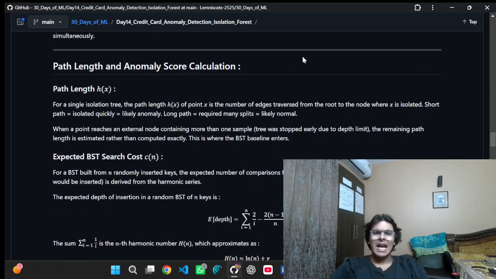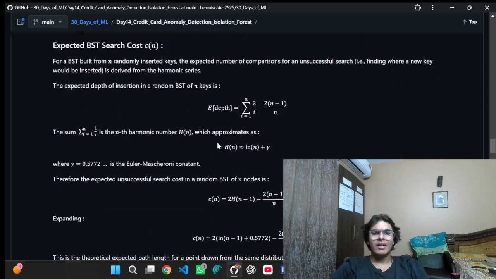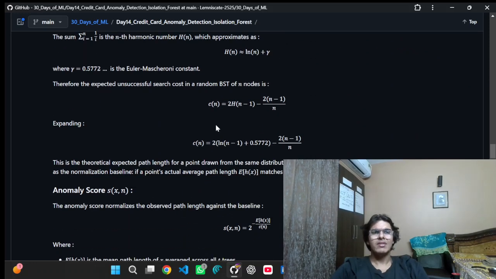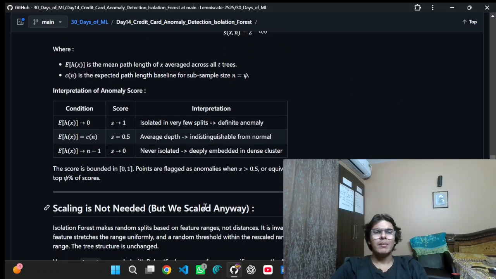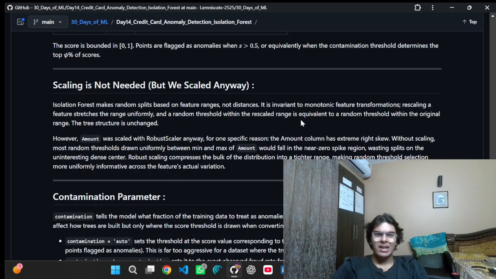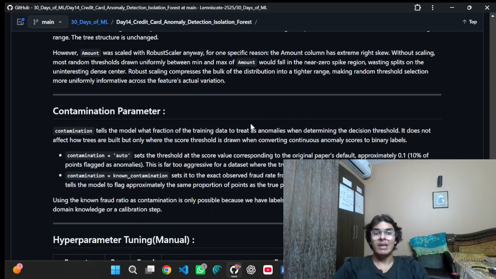Okay, these are the same calculations that we discussed. You can check them out, how we achieved them. This basically explains the anomaly score. This is the table, the same three cases that we discussed. I mentioned here that scaling is not needed, because first of all, it is a tree based model. It is making random splits based on feature ranges, not really on distances. How different a feature scale is is not going to affect this model, but the amount was still scaled anyway, because it was extremely right skewed.